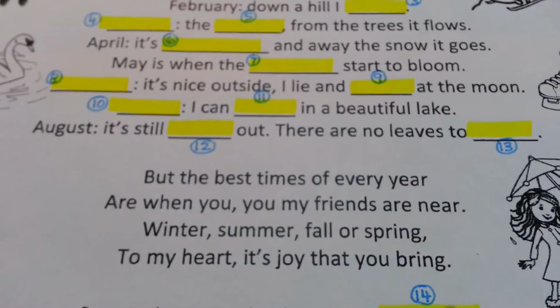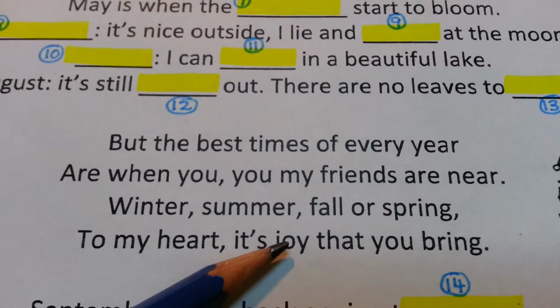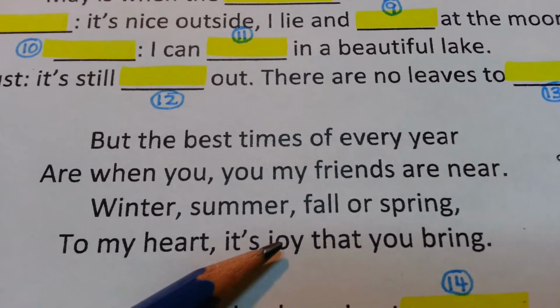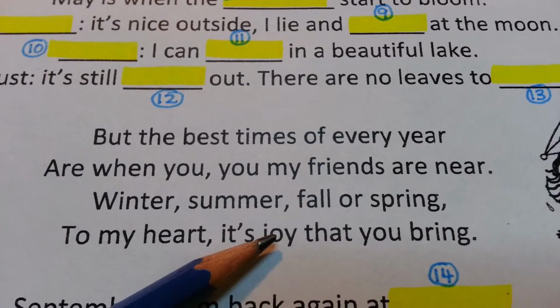Now we have the chorus of the song, and the chorus, that's a pretty part. That's where all the students stand up and wave their hands from side to side.